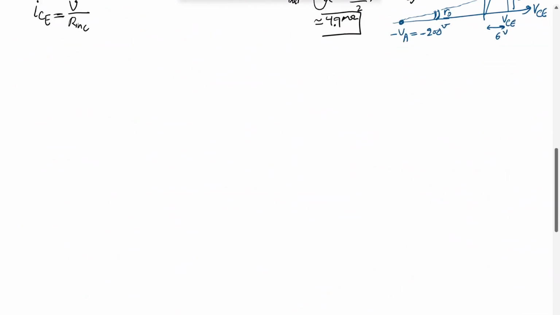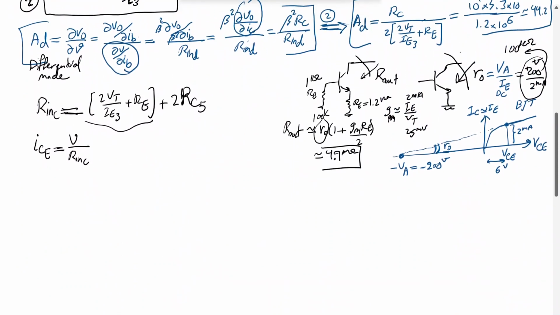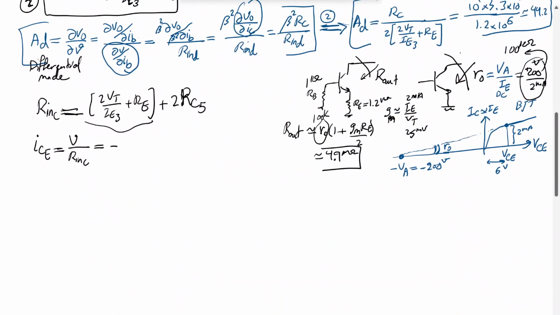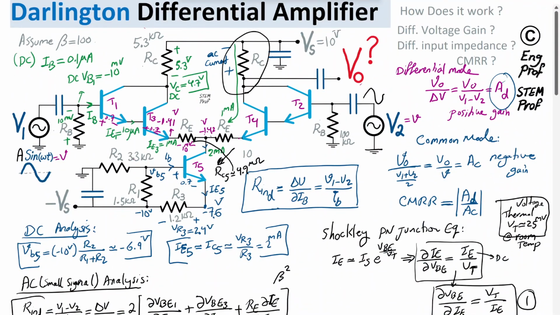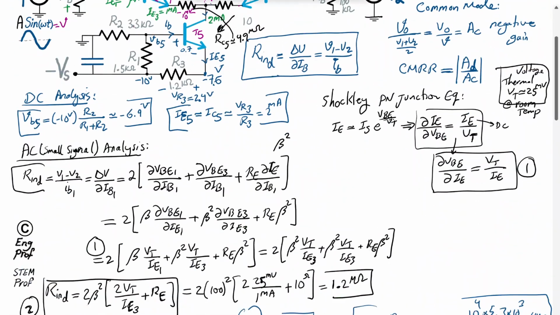I'm going to just write it here. So we will have, let's say, A common mode equal to minus IC times RC. So this IC is passing through this RC, and therefore it results in an output voltage drop in common mode.